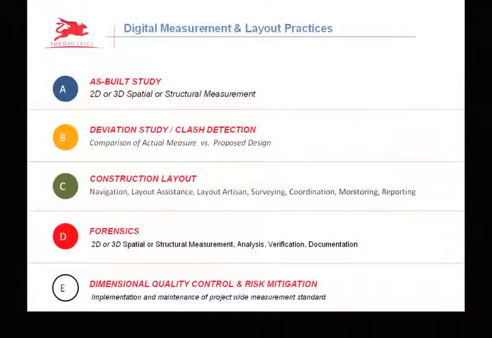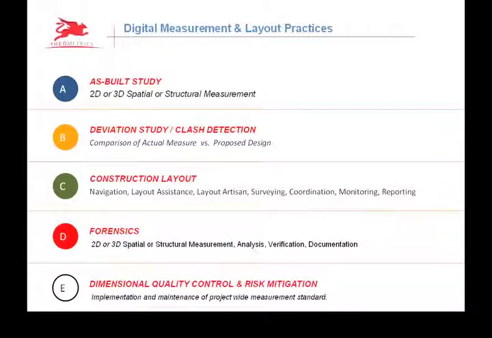So these are the digital measurement and layout practices. We think they're the same whether you're point cloud scanning or using a system like ours. You can do these things now, and the construction site can benefit from them. And what did we do at Lincoln Center?